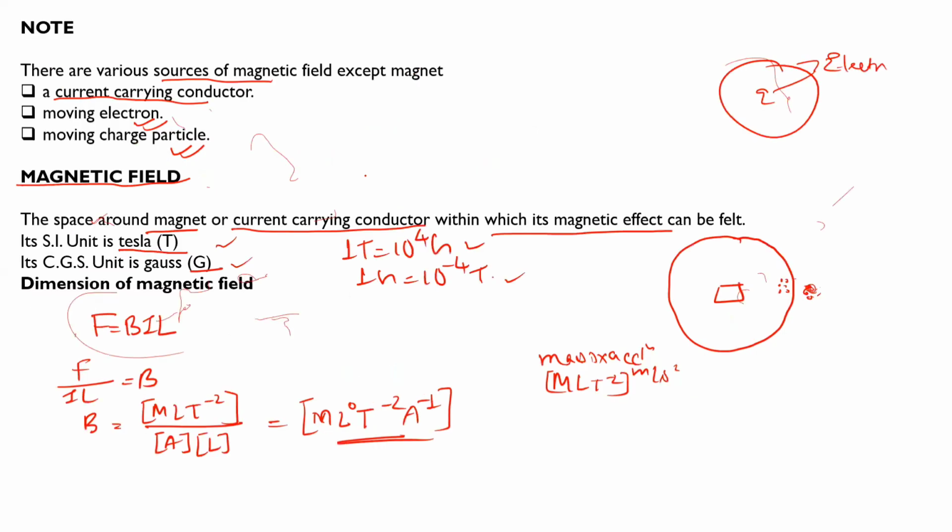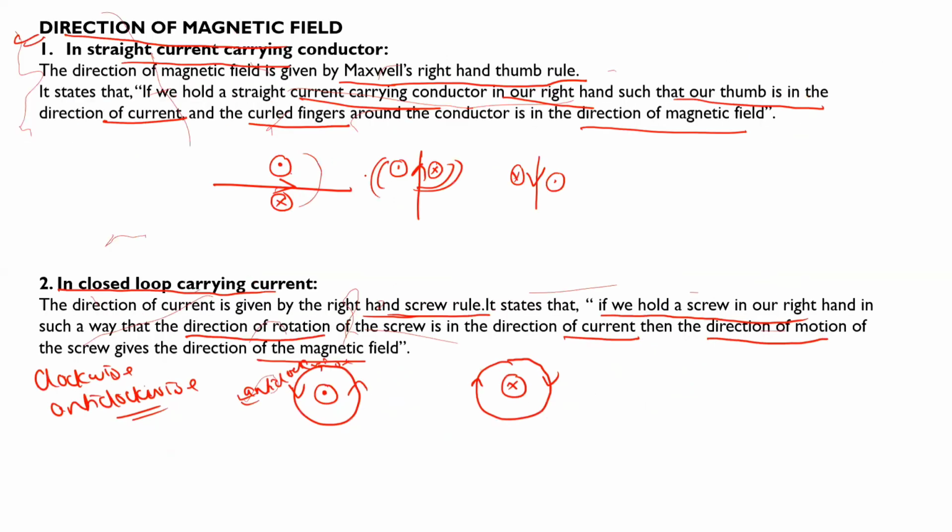Then we have seen that there are different sources of magnetic field. For the production of magnetic field, except magnet, we can say current flowing through the wire, or you can say moving electron or moving charged particle. Then we have seen the definition of magnetic field. It is a space around a magnet, or you can say current carrying conductor. The CGS unit is Gauss, the SI unit is Tesla. Dimension we have calculated. We have seen the direction of magnetic field as well, both in a straight conductor and in a circular loop carrying current. So that's all in this video.